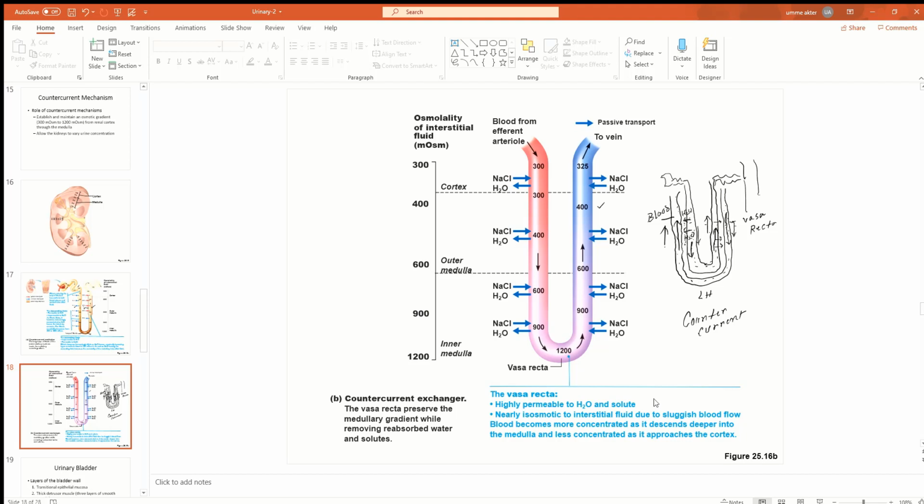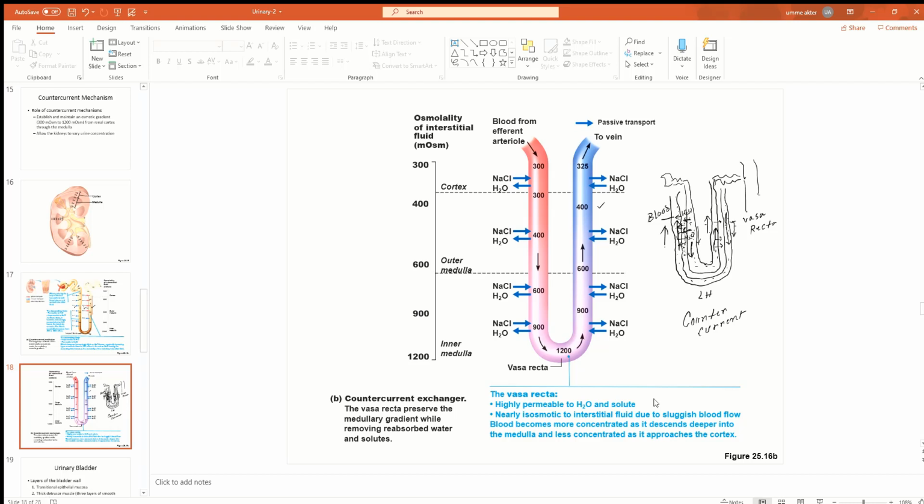Now let's see what happens. This is very interesting. We know that as the fluid is going down, water is getting out, reabsorption of water, and the blood which is going upwards will quickly take that water inside. So the water gets out in between these two tubules and then quickly enters the blood. Continuously water is getting out from the descending limb, and blood is continuously removing that water, which is very important.